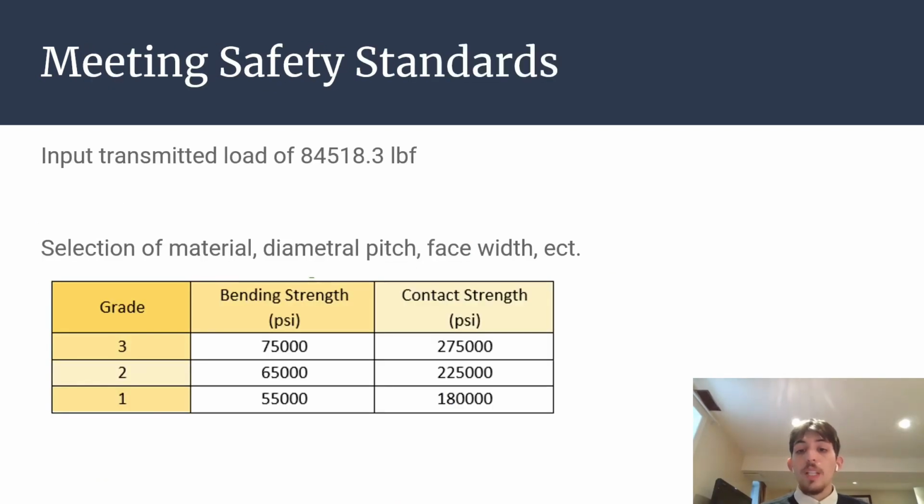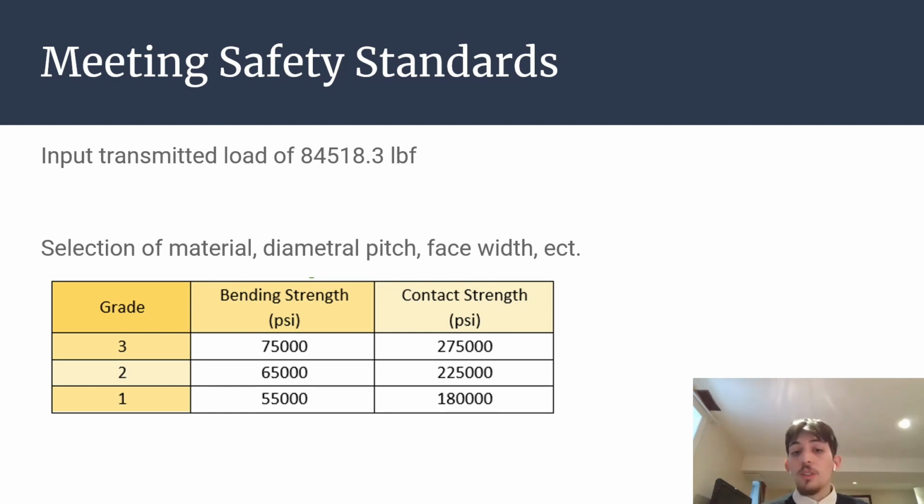In order to ensure that we meet all the safety standards in our parts, we need to consider the amount of stress that the first stage is dealing with. As we know, the input transmitted load is going to be significantly higher in the first stage than the second stage. We need to select the right properties such as materials, diametral pitch, and face width to withstand this high stress. Choosing the face width to be a smaller value will increase the transmitted load, as this will increase the pitch line velocity that the gears will be subjected to.